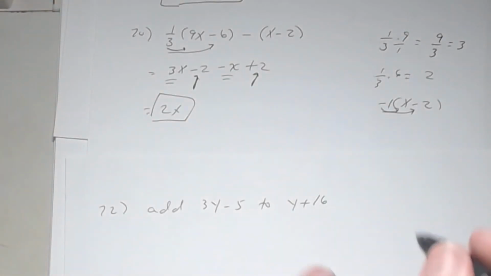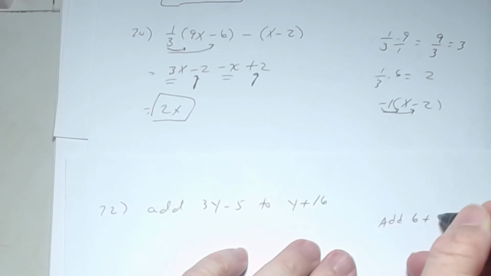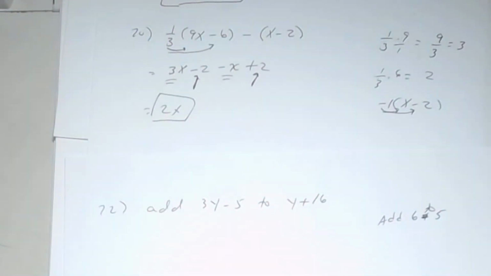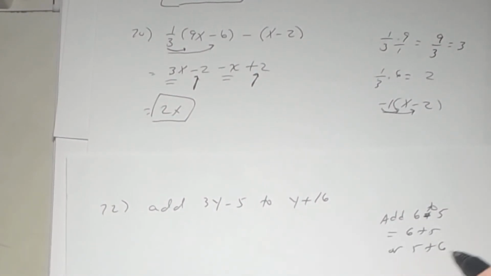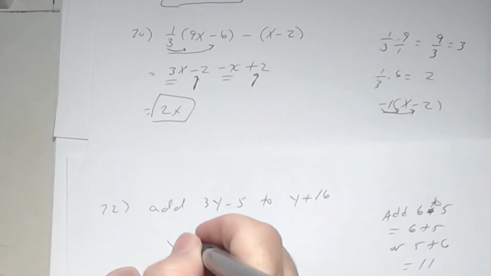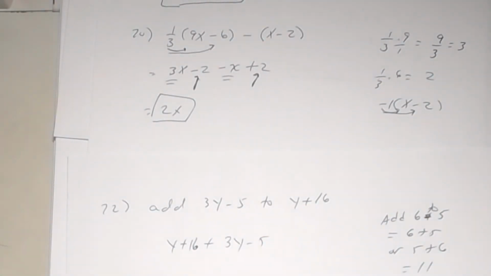It's kind of like saying, in a previous course, add 6 to 5. Adding 6 to 5 means to say what? 6 plus 5 or 5 plus 6, right? These words mean this. Or you can say 5 plus 6 because addition is commutative. What's 5 plus 6 or 6 plus 5? 11. So this right here means y plus 16 plus 3y minus 5.